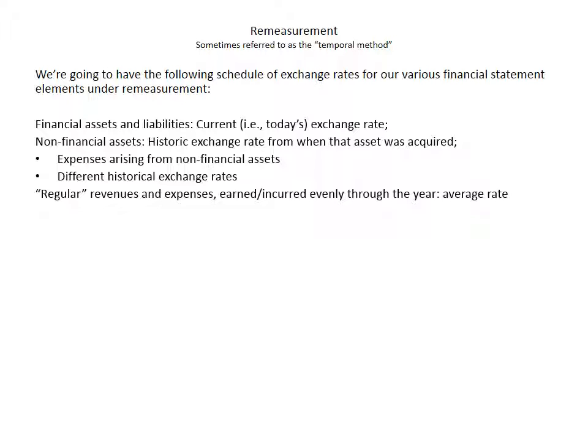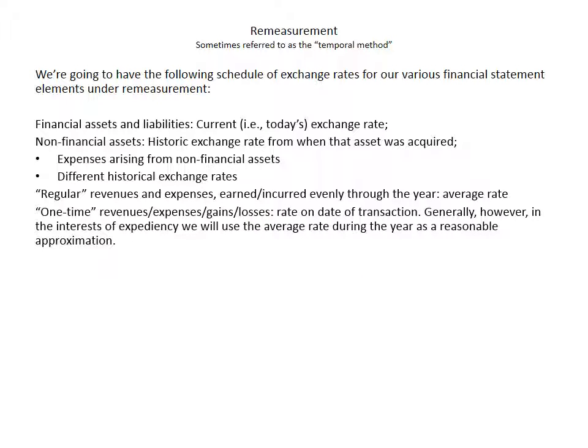Regular revenues and expenses, which are earned or incurred evenly throughout the year, we're going to use the average rate. And again, the rationale there is, although we would like to convert these at the rate that existed when that transaction took place, if those revenues or expenses are earned and incurred evenly throughout the year, using the average yearly rate is a reasonable approximation of what the day-to-day rate would have been.